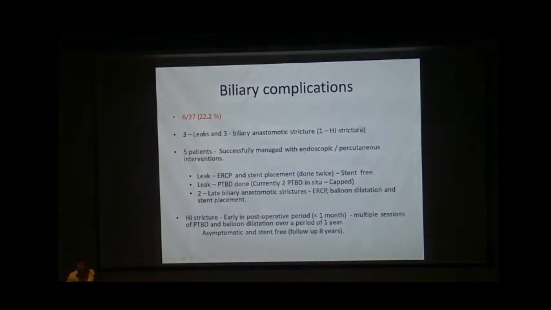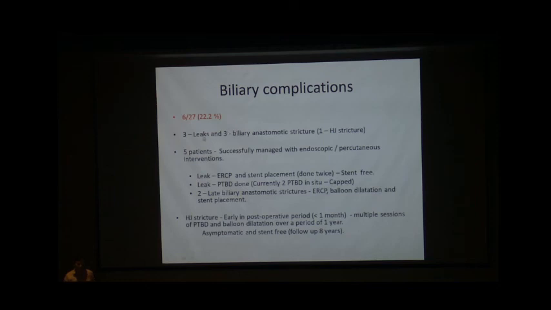These are the biliary complications which were found in our cohort. 22% of the patients had biliary complications, equally distributed between leak and anastomotic stricture. Most of them were successfully managed by either endoscopic or percutaneous methods.